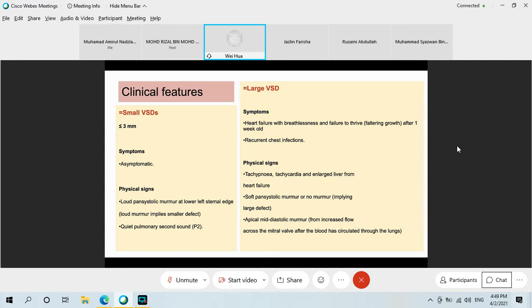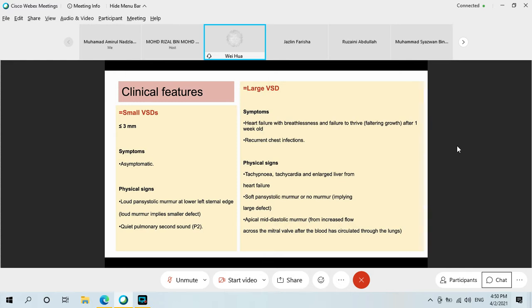For the large ventricular septal defect, the symptoms present with heart failure, such as breathlessness and also failure to thrive after 1 week old. And the patient can also have recurrent chest infection due to pulmonary congestion, because a large amount of blood will flow into the pulmonary vasculature when there is a large defect. For the physical signs, the patient can have tachypnea, tachycardia, and also an enlarged liver from the heart failure. And the patient can also have a soft pansystolic murmur or no murmur, and this implies a large defect.